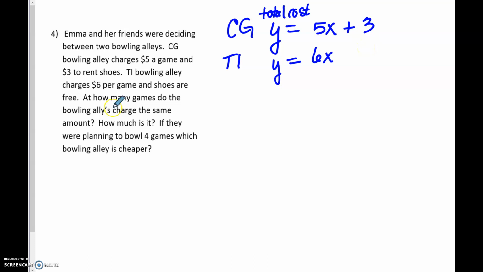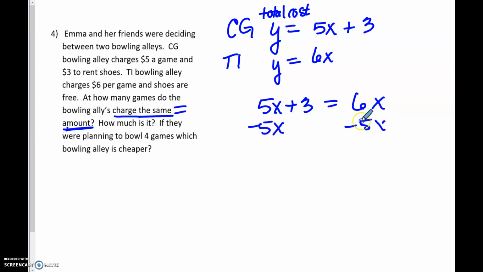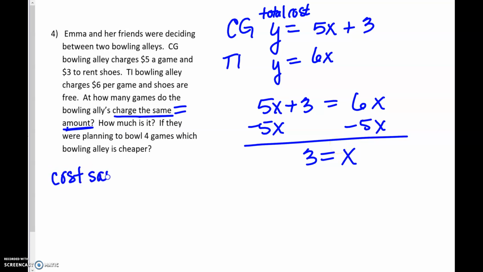All right, so the first question is, at how many games do they charge the same amount? That means, when are they equal? So 5x plus 3, when does that equal 6x? I am going to get my x's together and subtract 5x. So 3 equals x. All right, so if x equals 3, that means at 3 games, they cost the same.